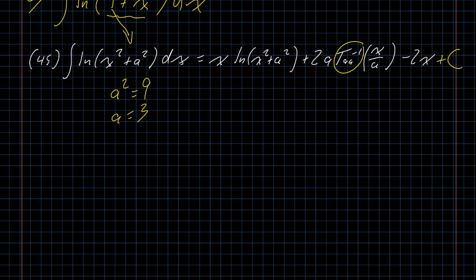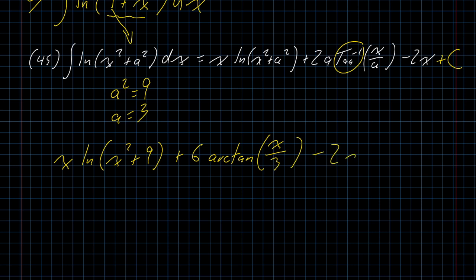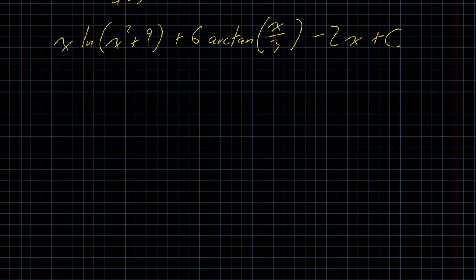The result of this integral is x times the natural log of x squared plus 9, plus 2 times a, 2 times 3 is 6, and I'll write it as arctangent because that's what we're accustomed to. And it's x over a, but a is 3 in this case, minus 2x plus c. All right, that seems simple enough, I guess.